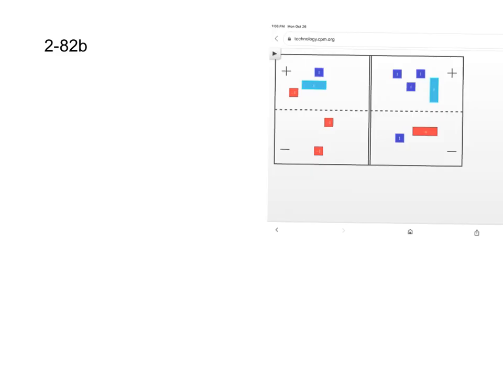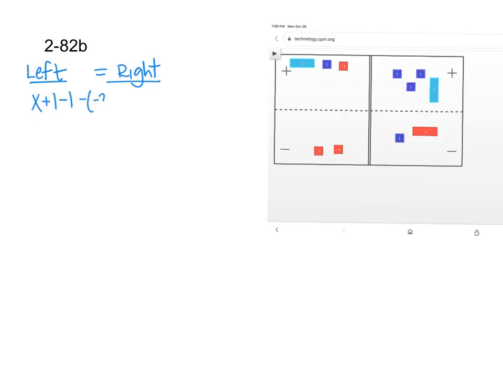Now let's take a look at the equation mat for 2-82B. First, I want to write the equation that's represented by the equation mat. So on the left-hand side, I see I have x plus 1 minus 1, and in the opposite region, I have negative 2. On the right-hand side of my equation, I have x plus 3, and in the opposite region, I have negative x plus 1.